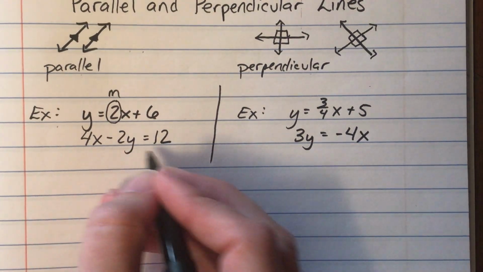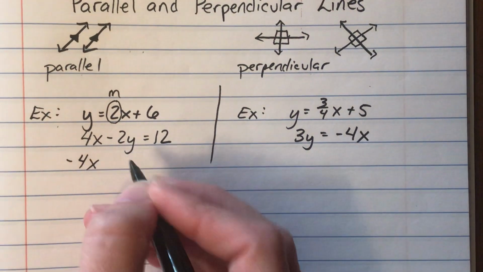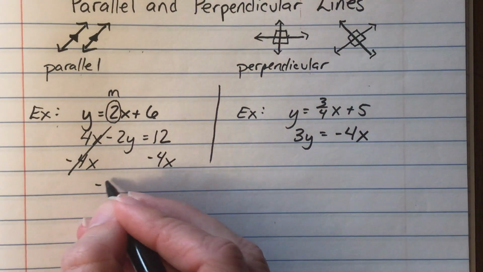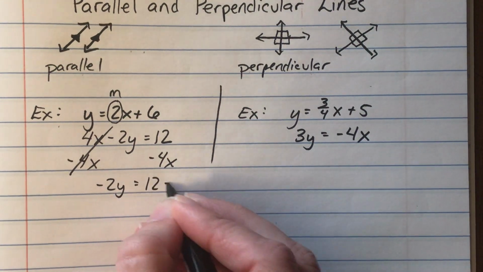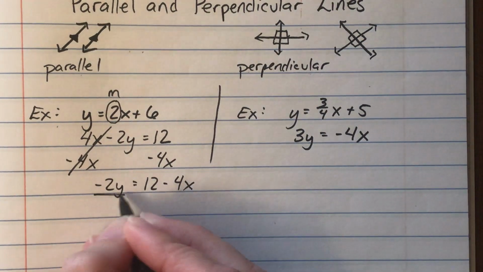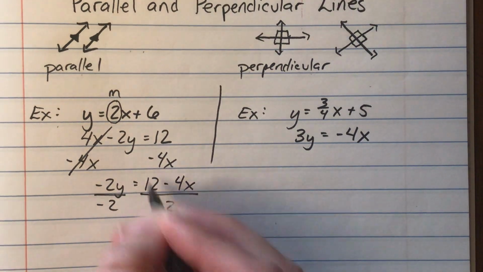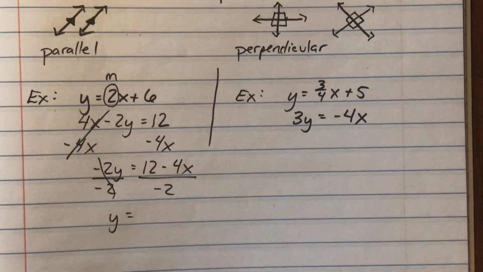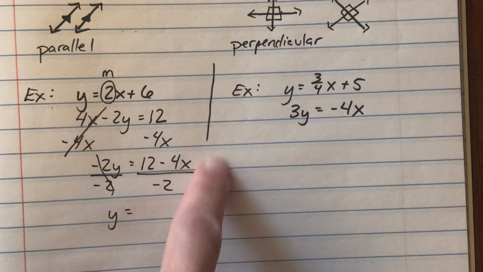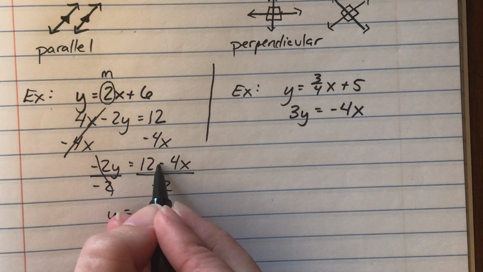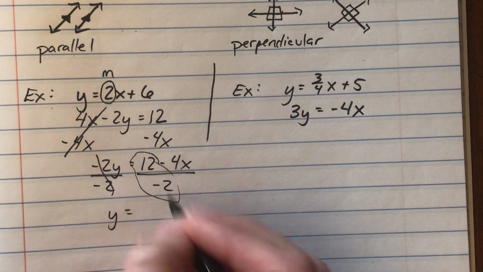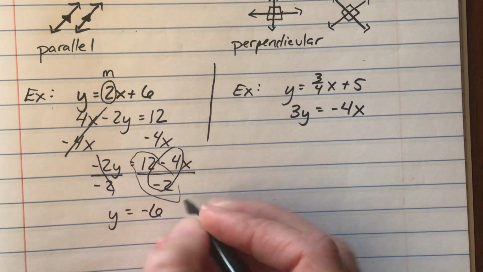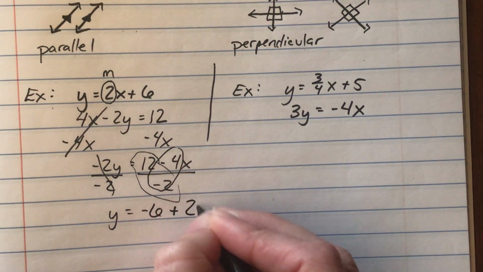So just really quickly, I'm going to solve this for y. I'm going to subtract 4x from this side, which means I'm going to subtract 4x from this side as well. We get negative 2y is equal to 12 minus 4x. Then we're going to divide by negative 2. Remember, when we divide the whole side by negative 2, it cancels over here and we get y is equal to. But we have to distribute the division here. First, 12 divided by negative 2 is negative 6. And then negative 4 divided by negative 2 is positive 2x.